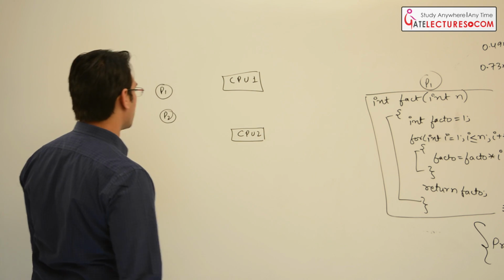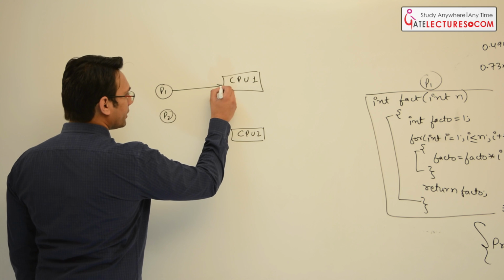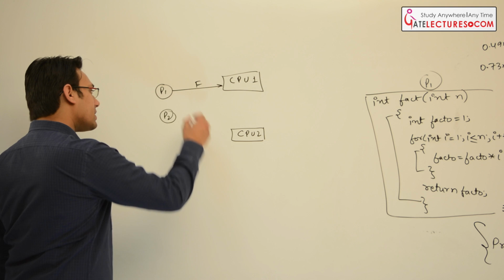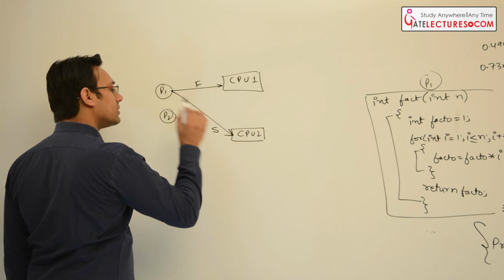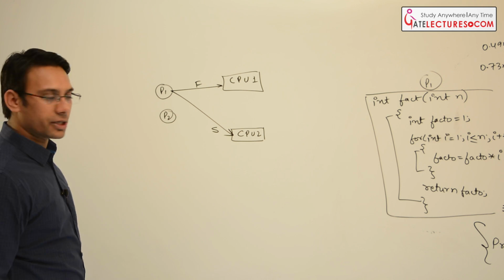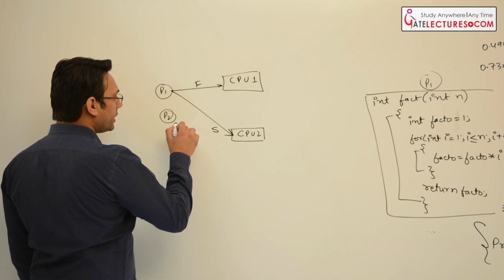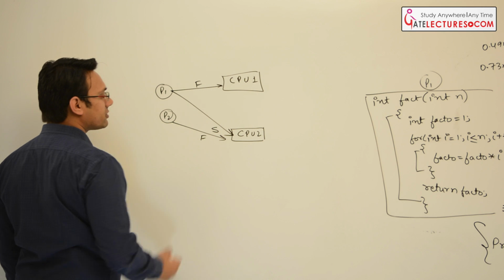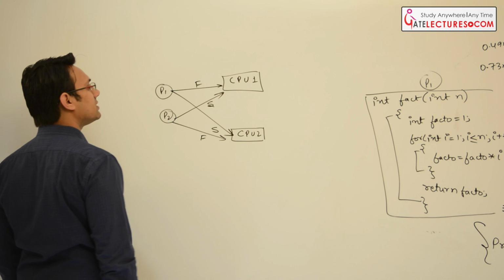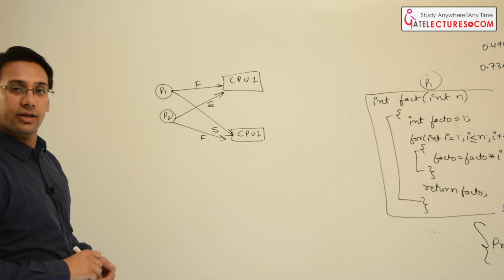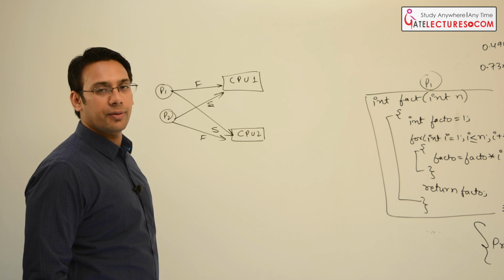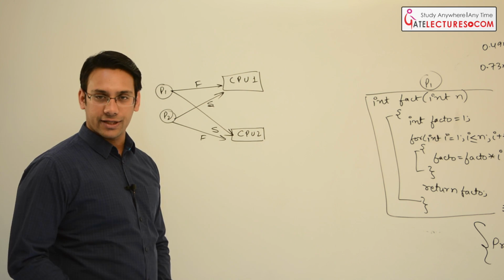Now I am saying the program P1 is running faster on CPU1 and it is running slower on CPU2 when you are comparing the actual running time, and the program P2 is running faster on CPU2 and the program P2 is running slower on CPU1. Now why are they behaving like this? Because, as I already told, these two CPUs may be having different CPU architectures.